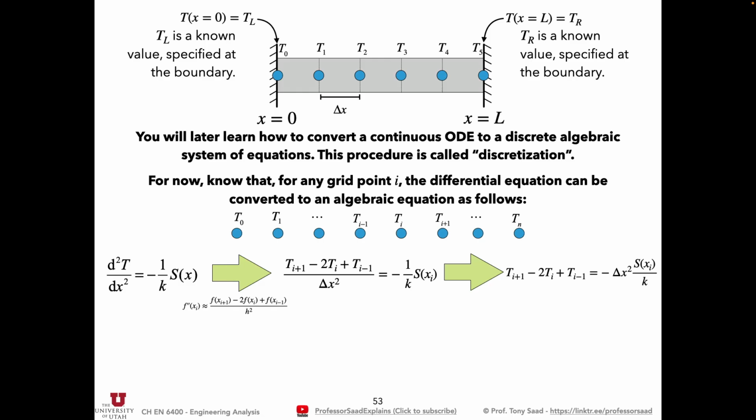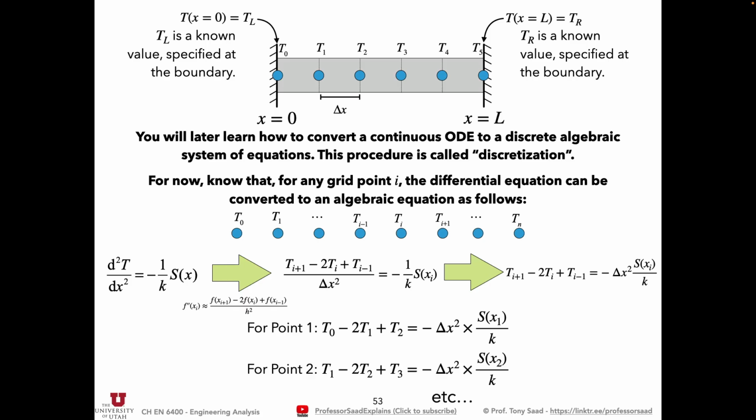So for example, for point 1, when i is equal to 1, then I have T i minus 1, that's T0, minus 2 T1 plus T2 equal to minus delta x squared times S at x1 over k. We haven't defined what this means. Just bear with me for a second. A lot of symbols right now. What you have to recognize here is that this recurrence formula is the same at point 1, point 2, point 3. All you have to do is just substitute the indices correctly. Okay, so for point 2, when i is equal to 2, I put i equal to 2 here.